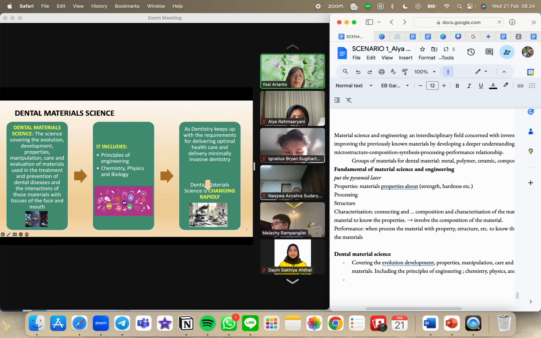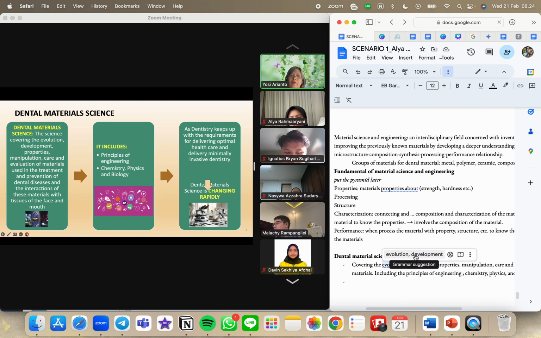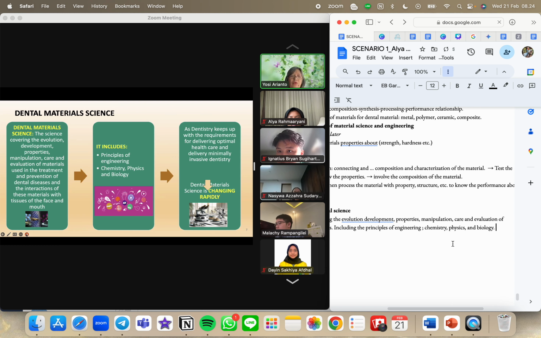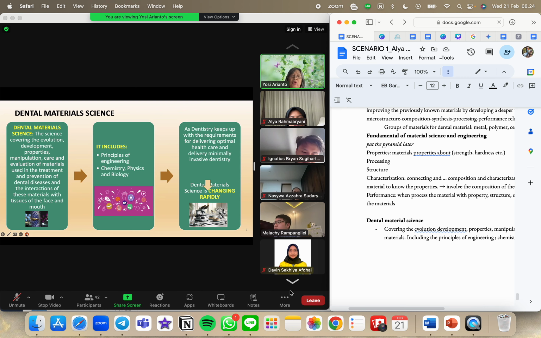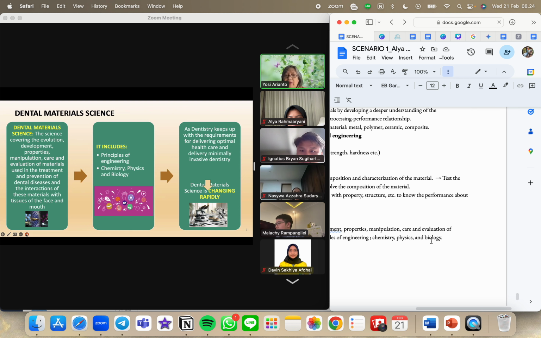So we will cover the materials themselves, but also we know that our treatment in dentistry includes prevention of dental disease, which also uses some dental materials. And also we have to know about the interaction of these materials with the tissue or in the mouth. So it also includes physics and biology.